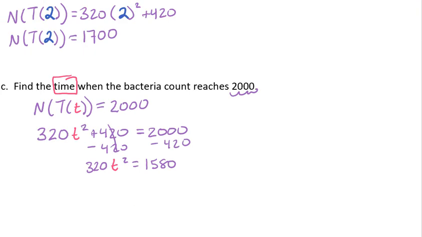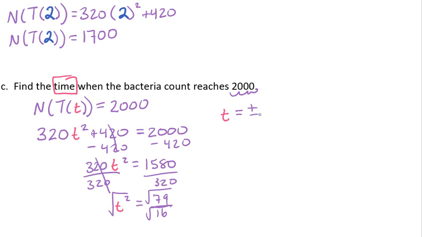We'll move that up to give ourselves a little bit more room. Then we're going to divide by 320, and we're going to be left with t² equals 79/16. Then we're going to square root both sides, and that's going to leave us with t equals, now normally it would be plus or minus, but we're talking about time. You can't have negative time, so we're just going to have the positive answer, the square root of 79 over 4.